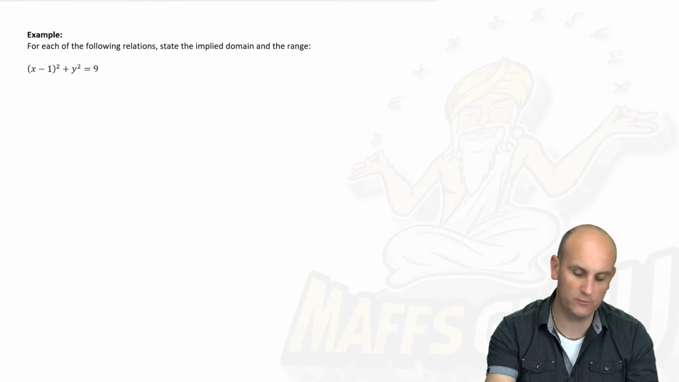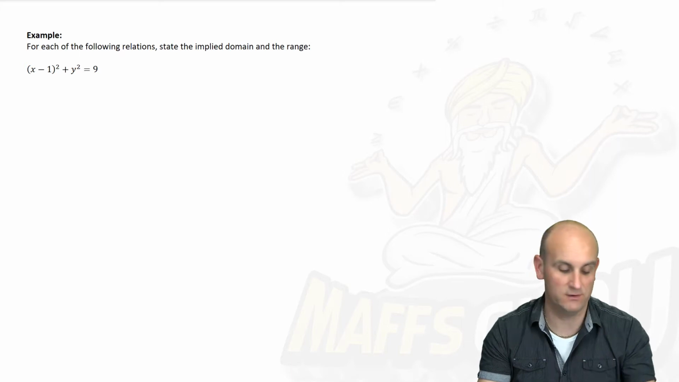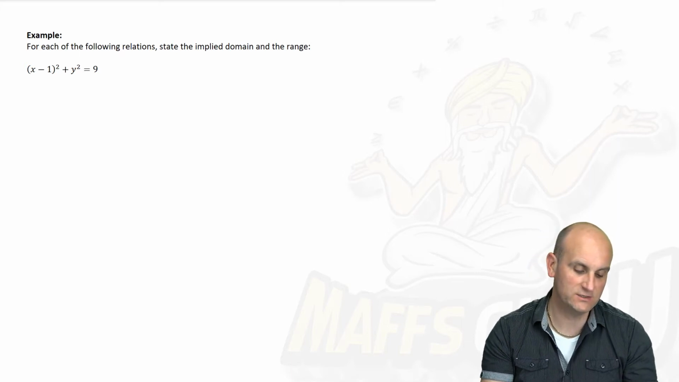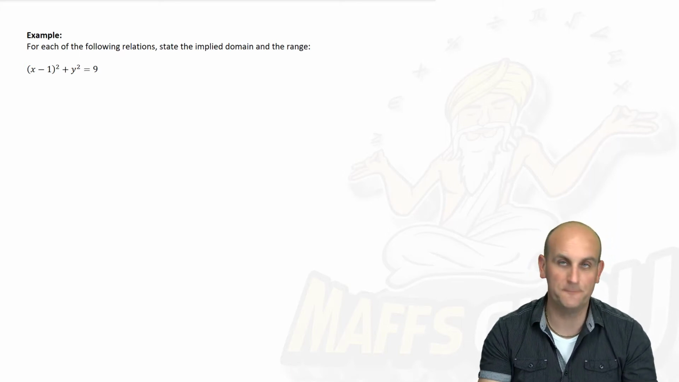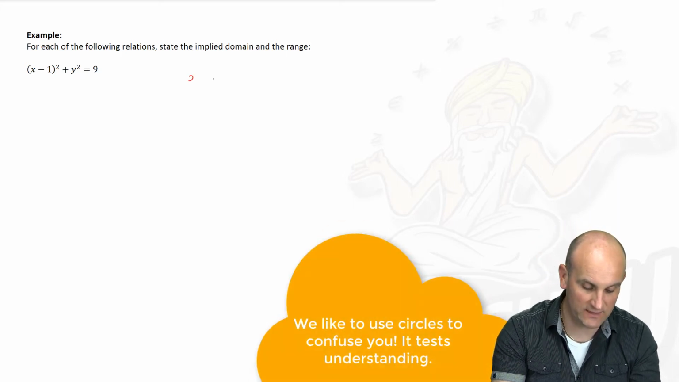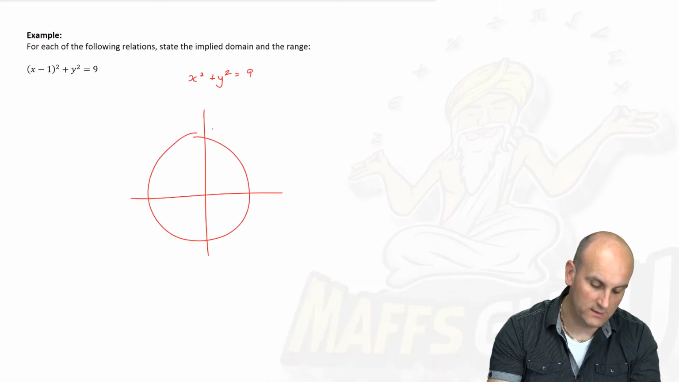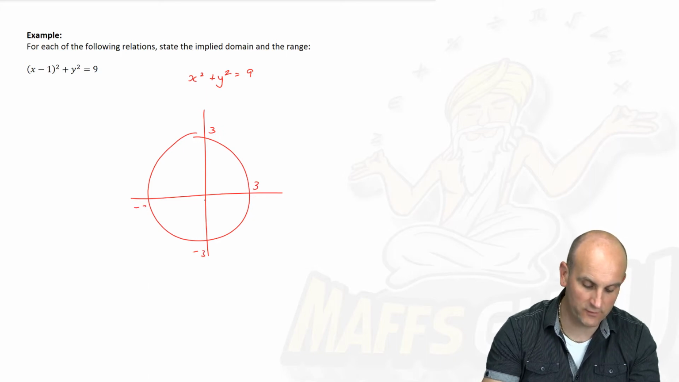This is the last example before I finish this video. And again, another reasonably long one, but very, very important. For each of the following relations, state the implied domain or range. There is only one. Do you know what that shape is? Well, generally speaking, hopefully you do, because if we have x squared plus y squared is equal to 9, then we know that that is actually a circle, center the origin with a radius of 3.